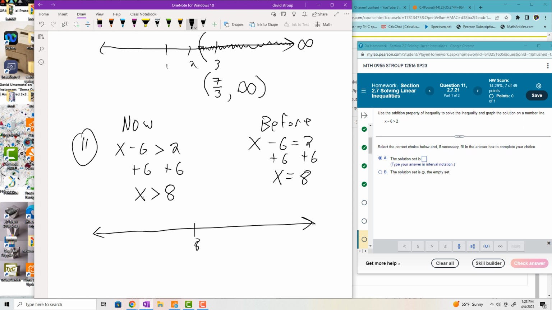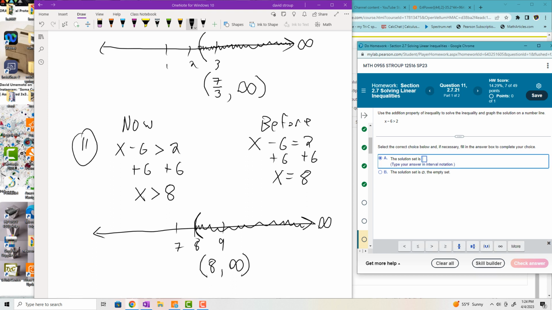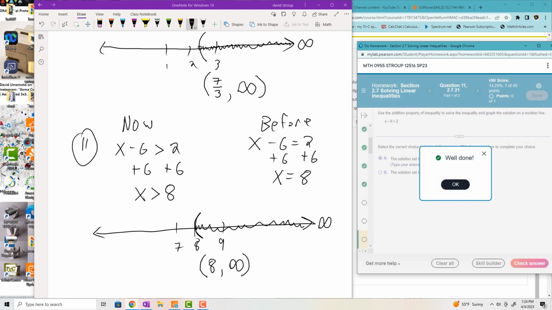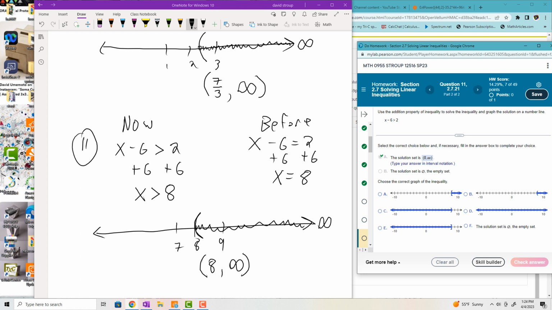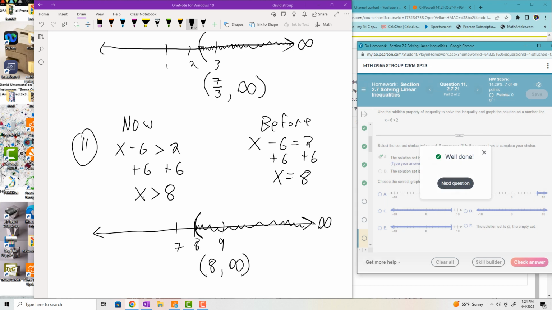So here's 8. They want everything greater than 8, so that's all this stuff to infinity. And we're not including 8 because there's no line underneath the inequality. So the notation is 8, comma, all the way to infinity. Always use parentheses with infinity. And that goes in the first slot here, comma, infinity, parenthesis. And then I think they want you to graph it. Okay, so yeah, looks like B.